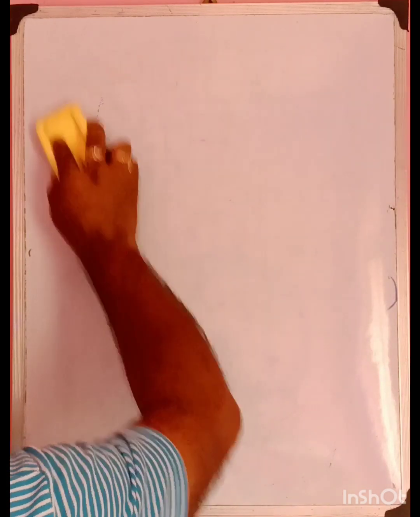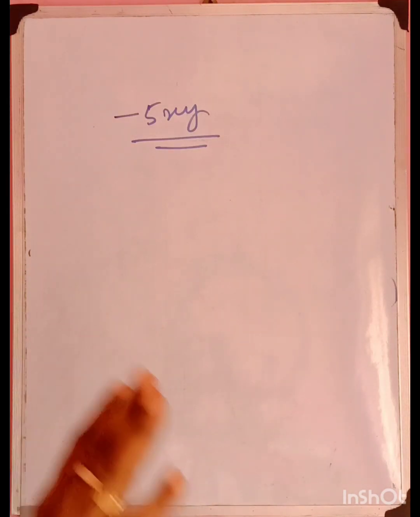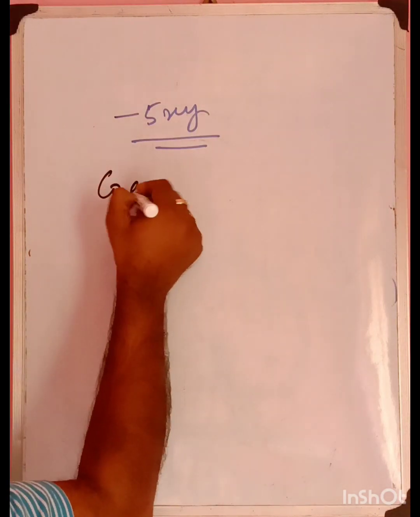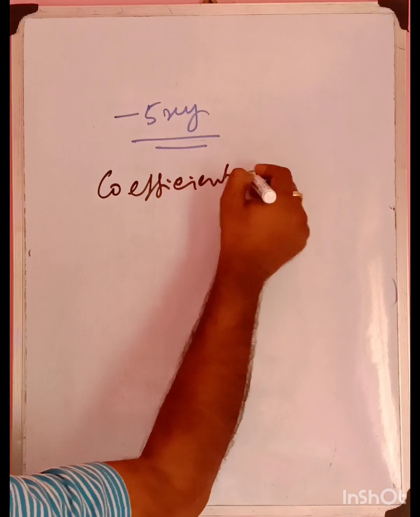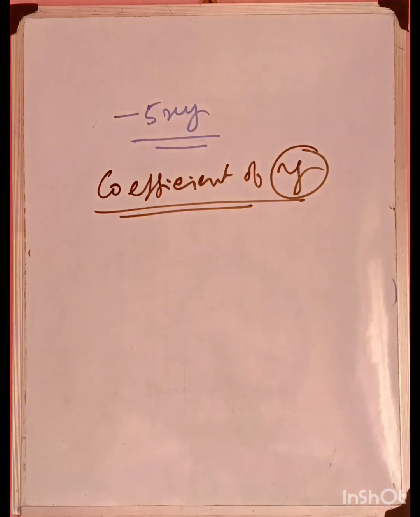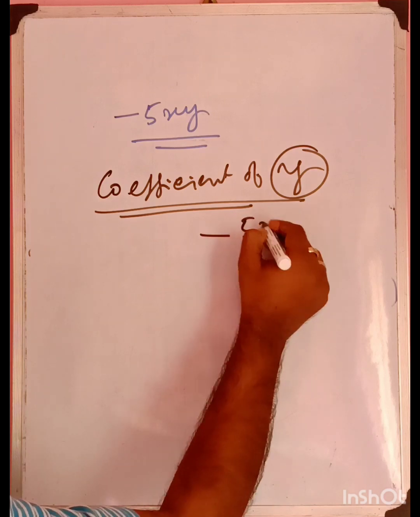A confusion can arise in case of minus 5xy. Find out the coefficient. If the question is just "find out the coefficient", the question is not clear. You have to find out the coefficient of whom or what? Coefficient of y. If you are asked to find the coefficient of y, the answer is minus 5x.